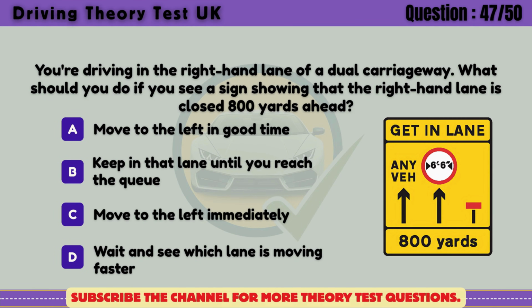Question 47. You're driving in the right-hand lane of a dual carriageway. What should you do if you see a sign showing that the right-hand lane is closed 800 yards ahead? Option A. Move to the left in good time. B. Keep in that lane until you reach the queue. C. Move to the left immediately. D. Wait and see which lane is moving faster.